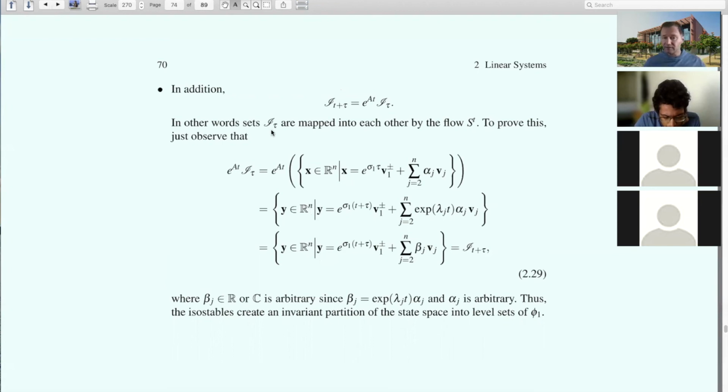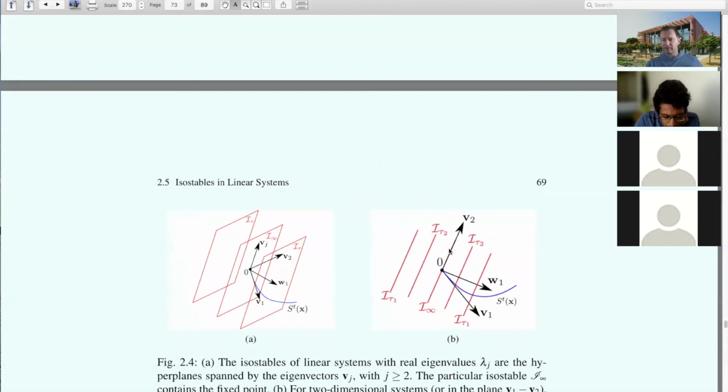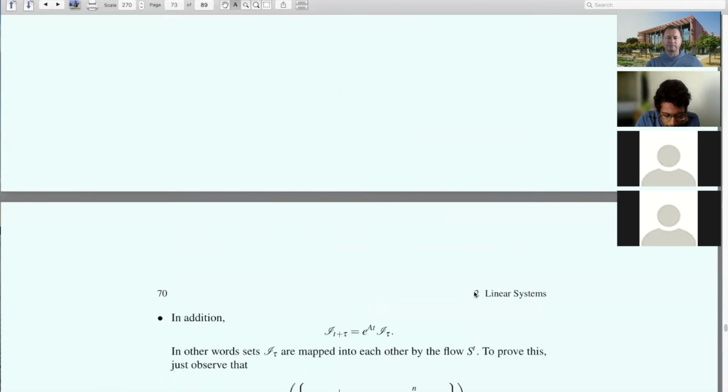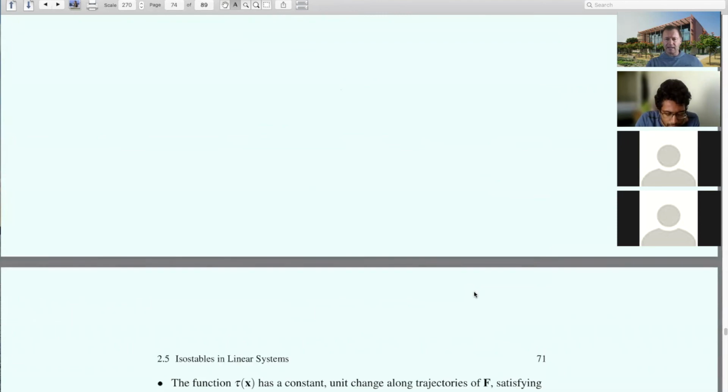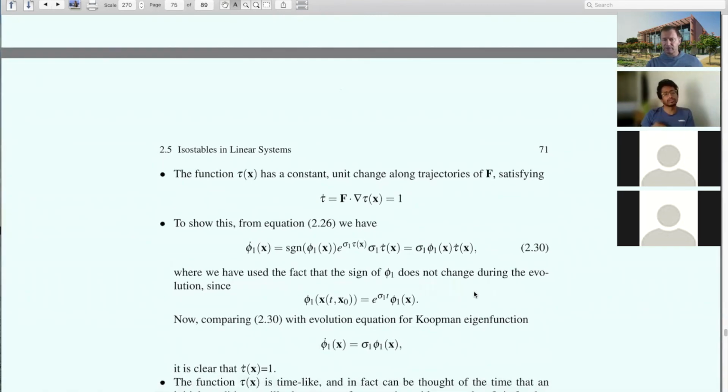And another thing that we can say in this case of lambda 1 less than 0 is that it's a non-recurrent partition. So these lines that we have here are going to bunch up towards the origin. And so once you leave that original line, you never come back to it. So that's the isostable partition.